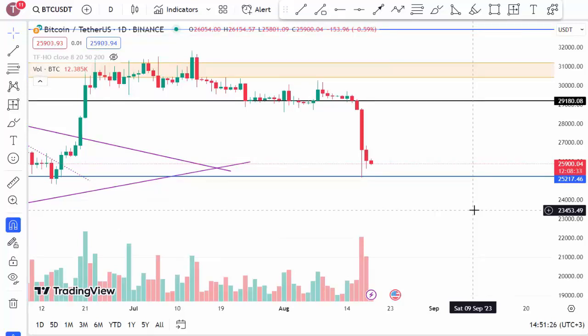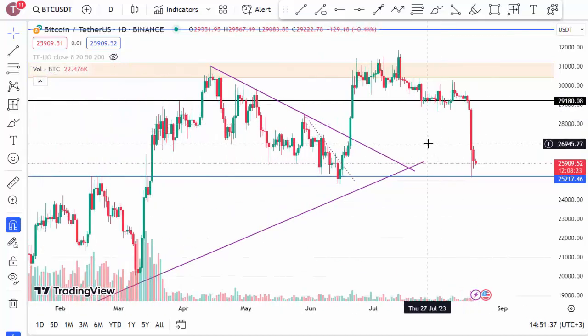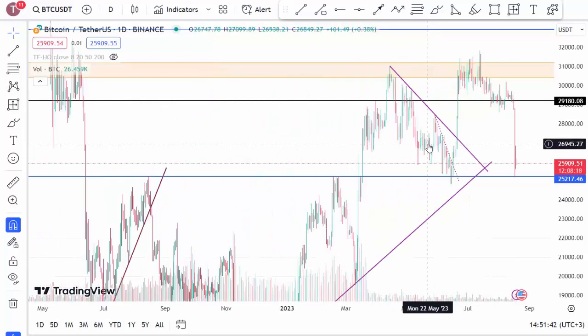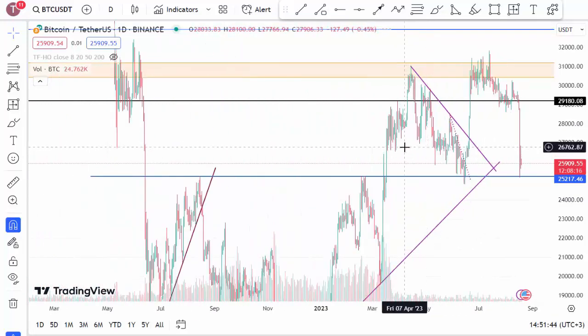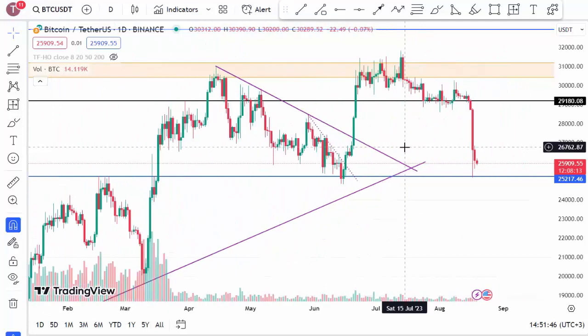Of course, for the past 2 days, it has continued to decline. We would like the $25,000 level not to be breached downward. If this area is breached, it's likely that we will see even greater consequences. For this reason, my friends, the breach of this region would not be positive for us.